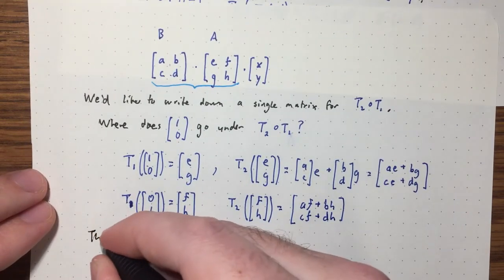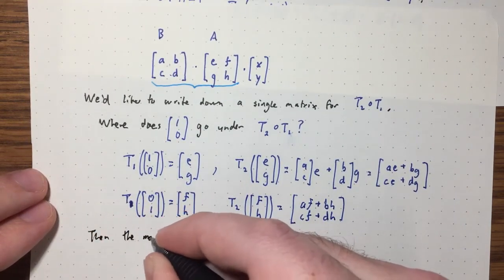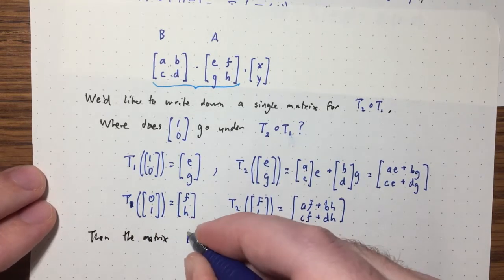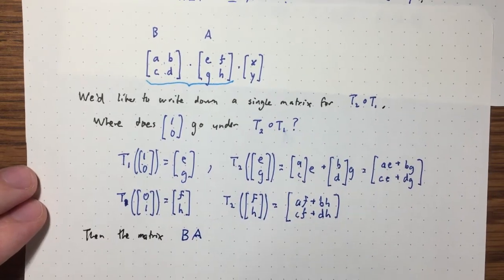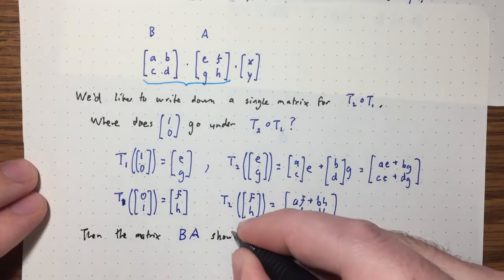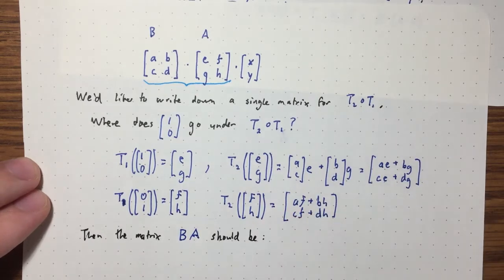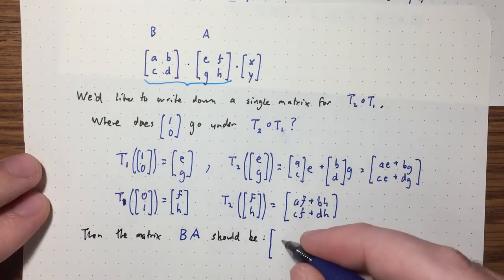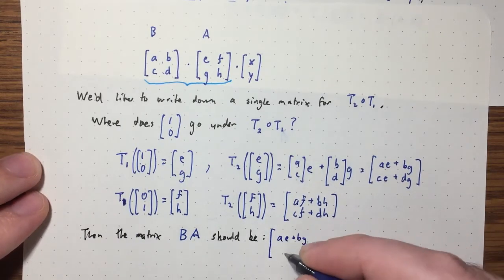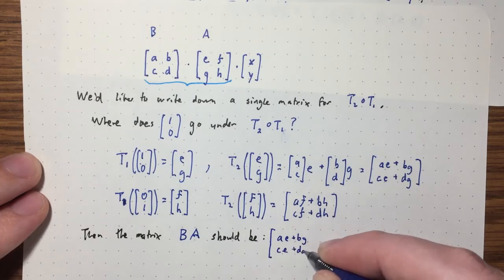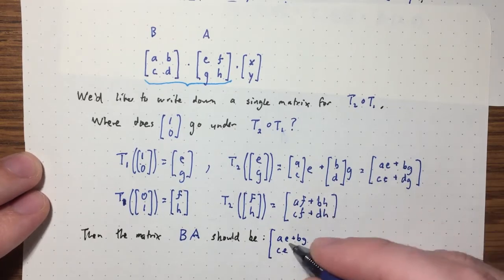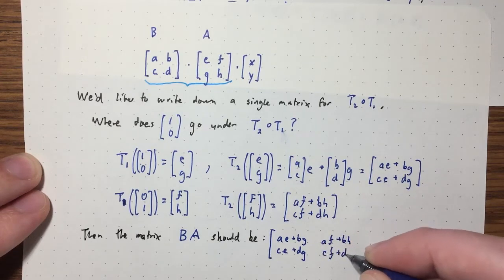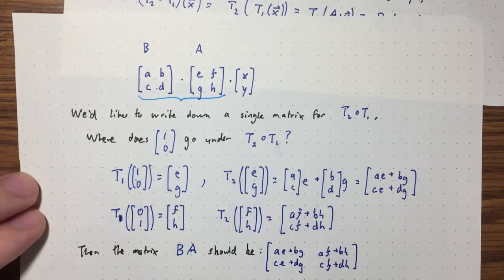Well, what does that mean? Then the matrix for doing T1 followed by T2, B times A, should be what? What do I put in the first column? I put where 1, 0 goes. AE plus BG, and then CE plus DG. And then what do I put in the second column? I put where 0, 1 goes. AF plus BH, CF plus DH, like that.